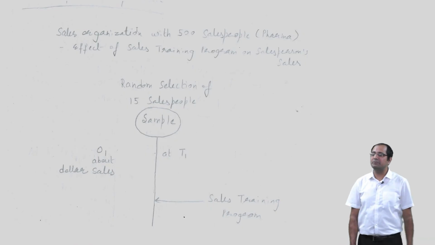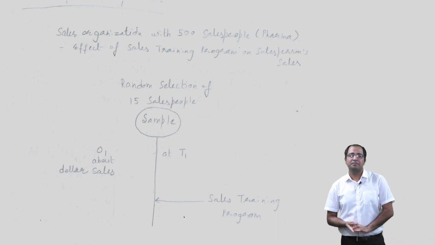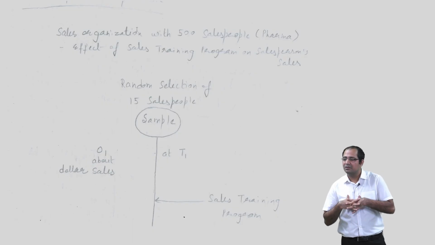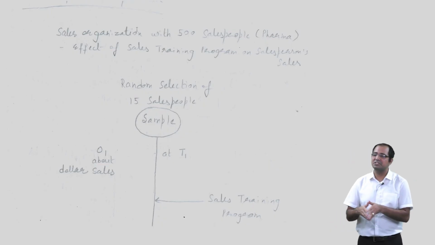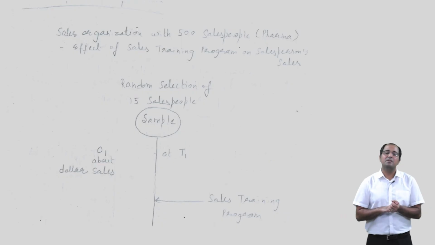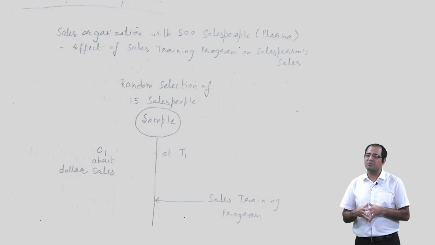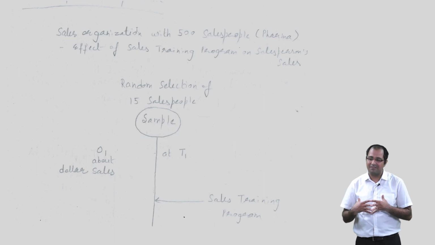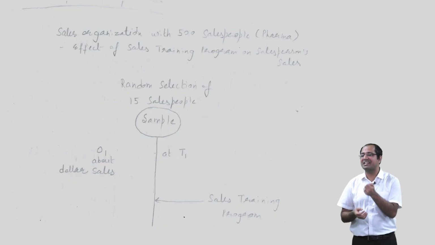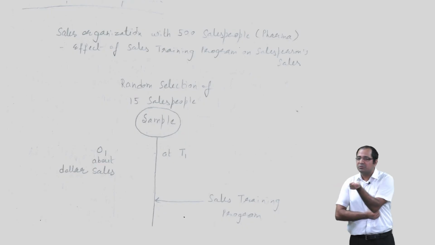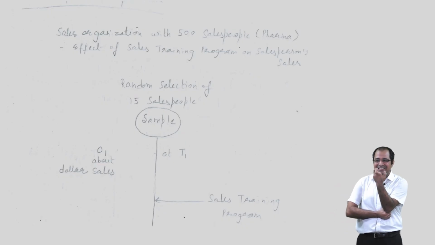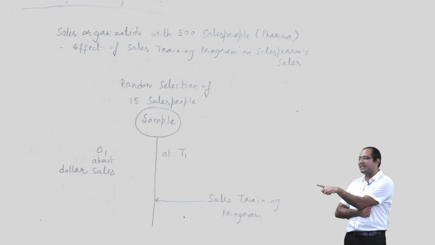Let's try to look at one simple experiment and see what to do and what not to do in an experiment. We'll be reading about many experiments, but just to get started, we will look at this one. There is a sales organization which has about 500 pharma salespeople, and they want to know whether a particular sales training program would impact the sales performance. So there is an intervention, and they want to know whether the training program would increase performance.